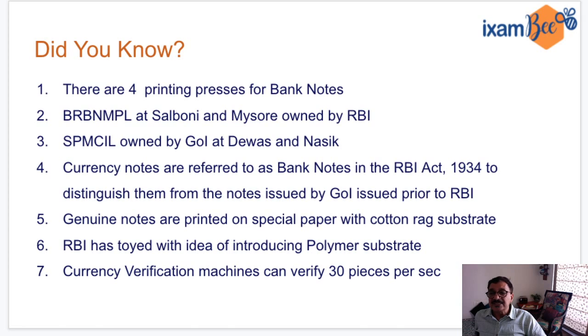The ones at Mysore and Salboni, BRBNMPL, Bharatiya Reserve Bank Note Mudran Private Limited, at Salboni in West Bengal and Mysore in Karnataka. These two presses are owned by RBI, and the two presses at Dewas and Nasik, very old presses, are owned by the Government of India.